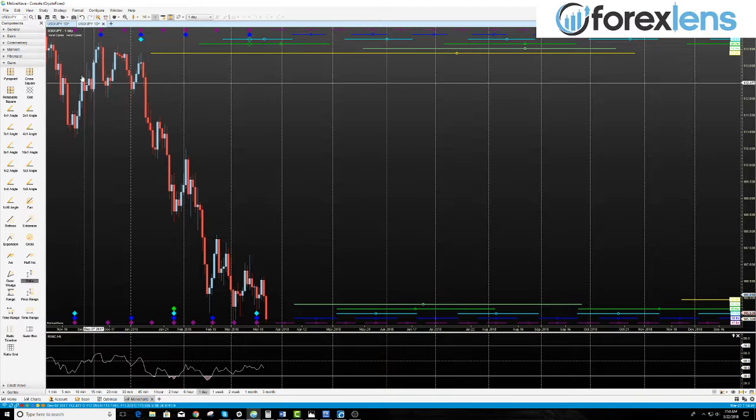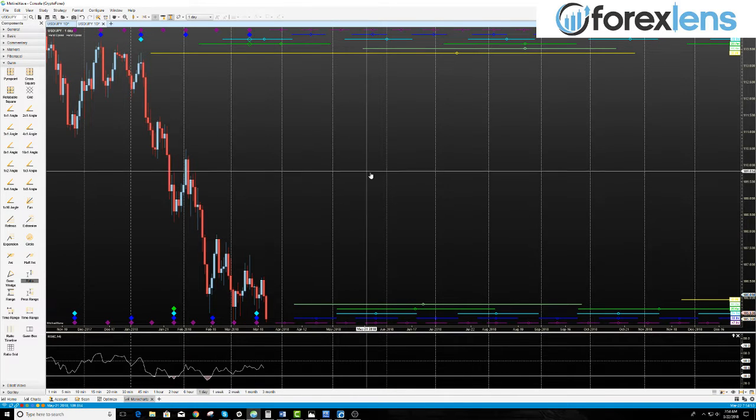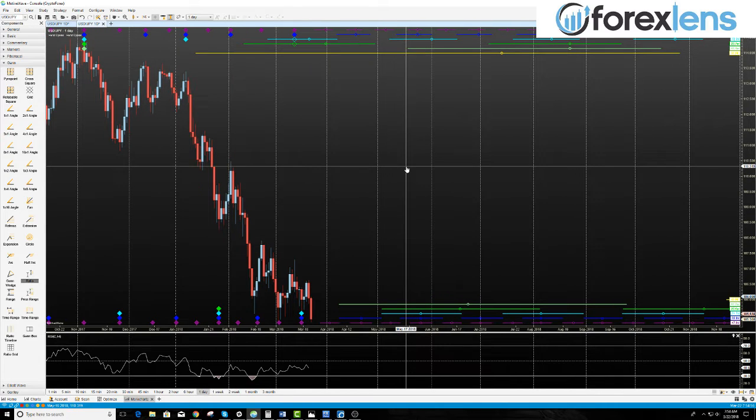Now, we can also apply this to other cycles. Well, let's do this. How do you plot these kinds of cycles using TradingView?